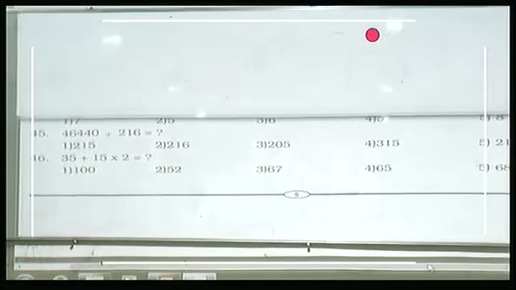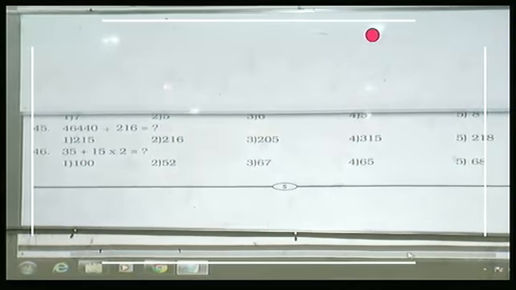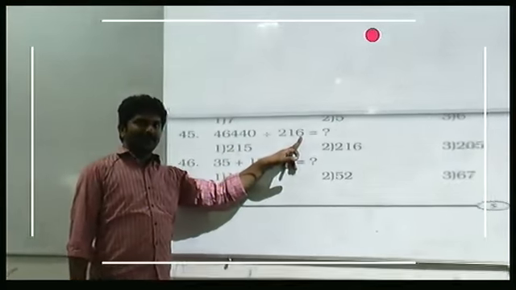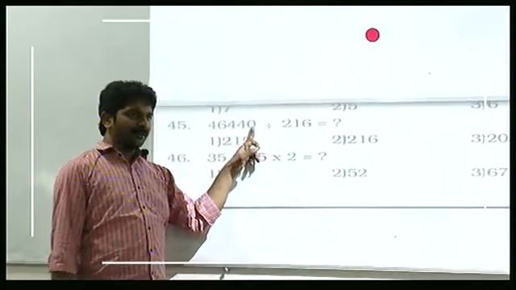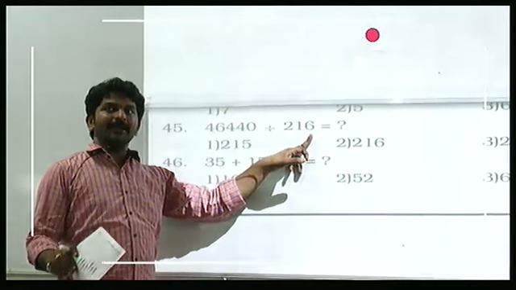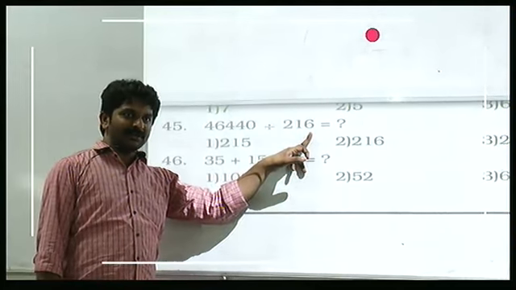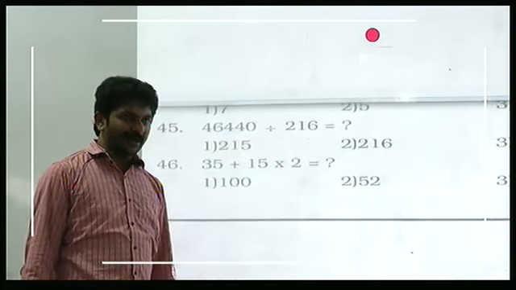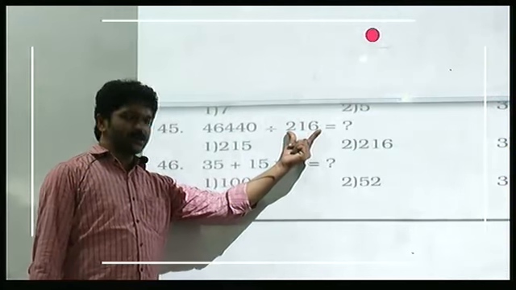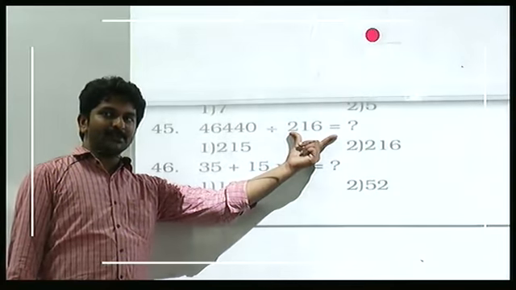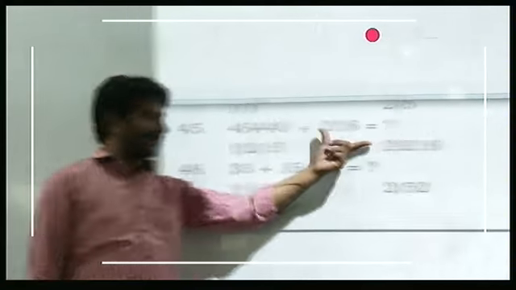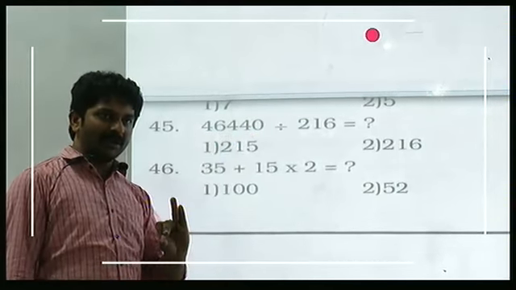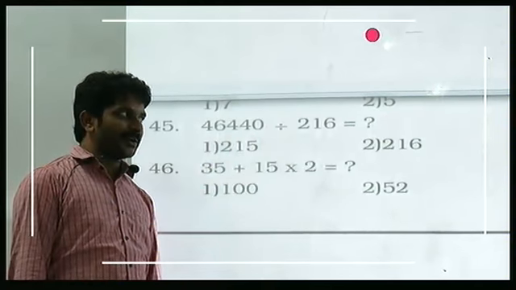46,440 divided by 216. So if you verify the last digit, 6 multiplied by 5 ends with 0, or 6 multiplied by 10 or 20, or the number ends with 0. Second option cannot be your answer. Fifth option cannot be your answer. This is 200. 10 times is 2000. 100 times is 20,000. This is near about 46. In the sense, the answer will be in 200s. Fourth option cannot be your answer.